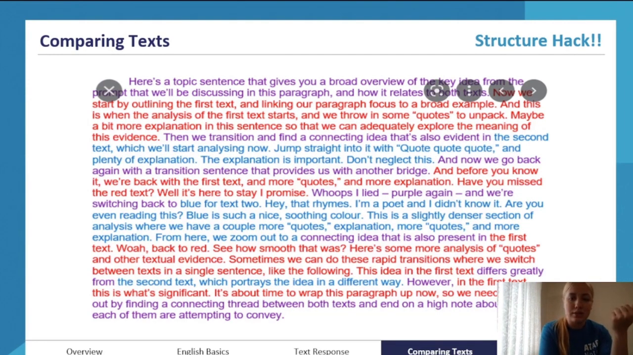Then you find a transition, a connecting idea based on a similarity or difference or both that's also evident in the second text, which you will start analyzing now. Jump straight into it with quote, quote, quote, and plenty of explanation. The explanation is important, don't neglect this, and analyze it. And now we go back again with a transition sentence that provides us with another bridge. So you see this go on and on.